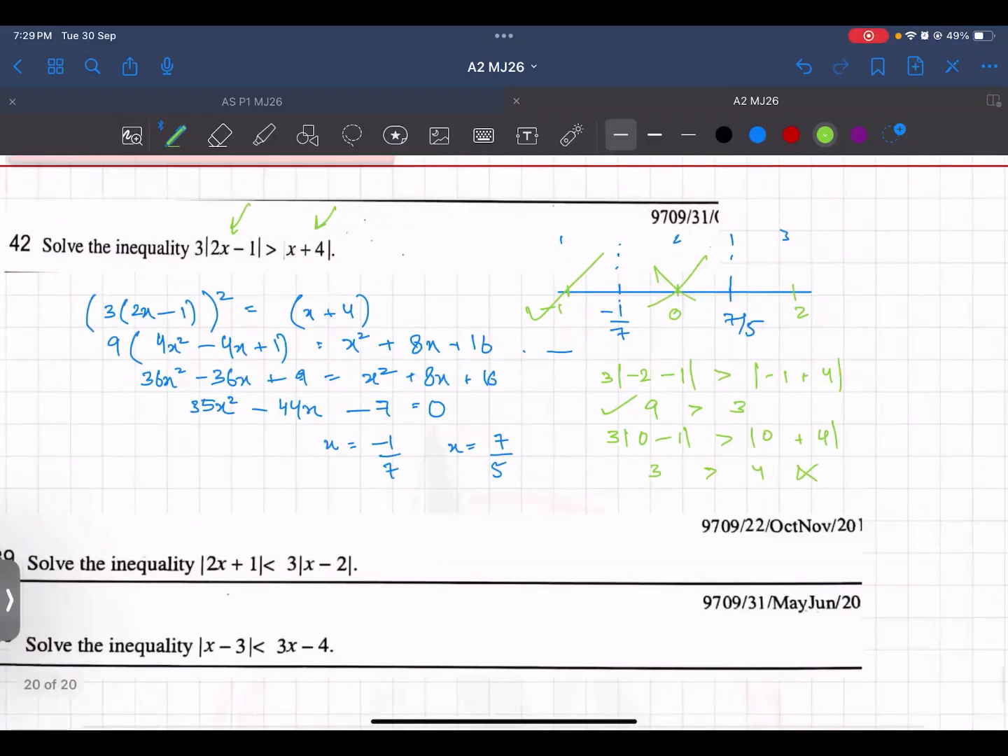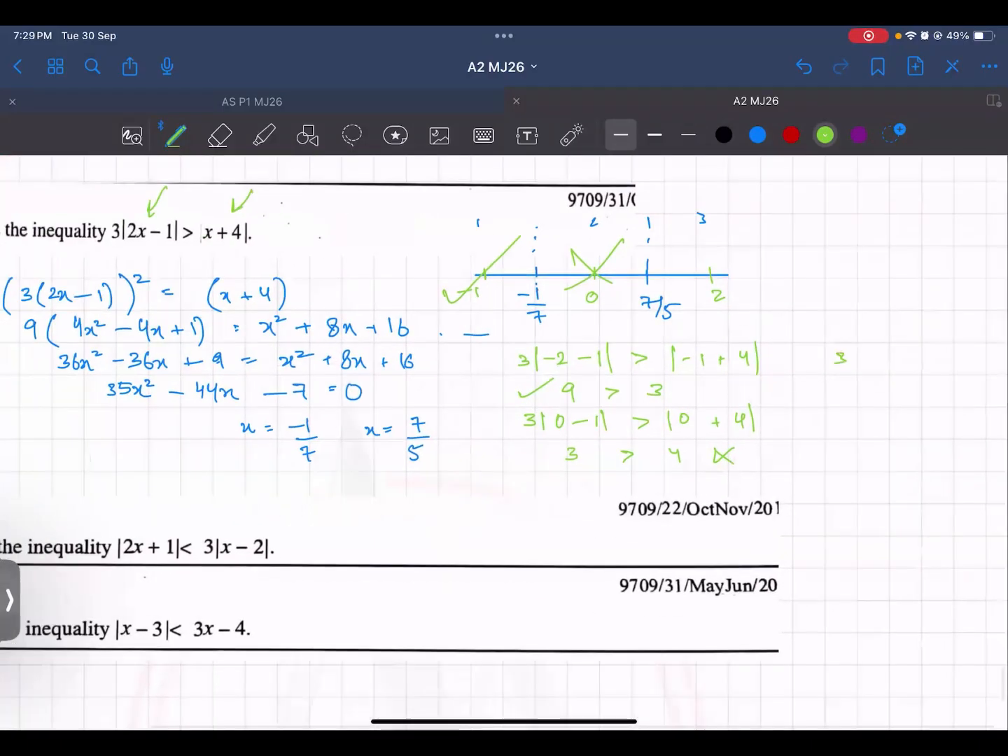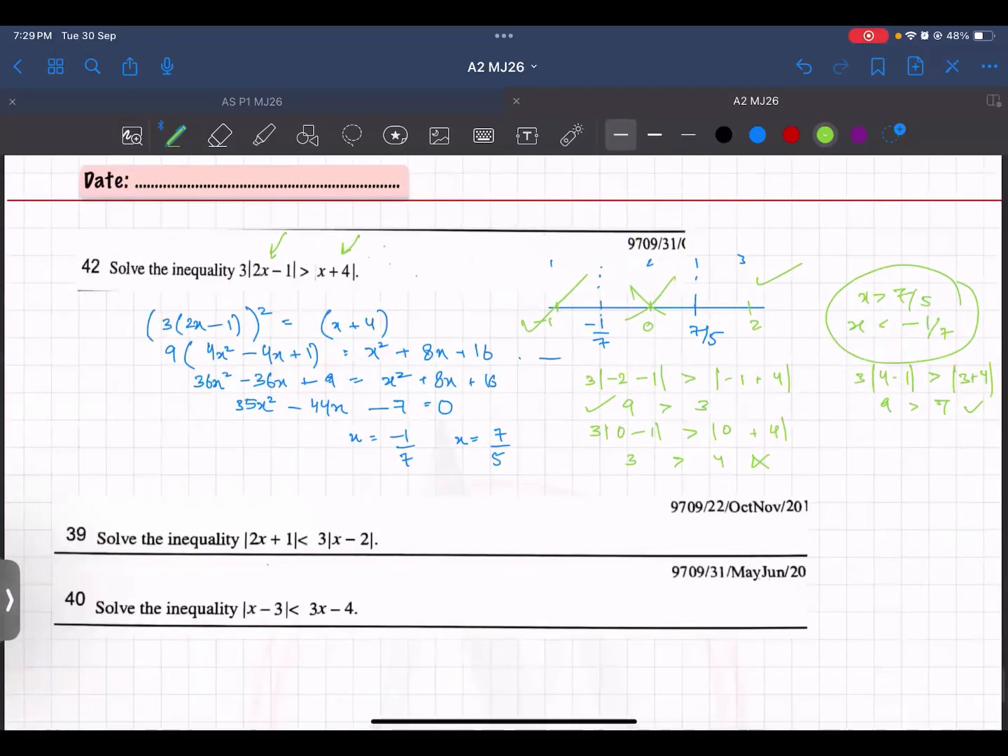And the next one is 3, that means 3 times 4 minus 1, 9, is greater than 7. This is also right. Yes. So your x is greater than 7/5 and x is less than −1/7. Okay. That's done. So the next one is, I'm stopping the recording.